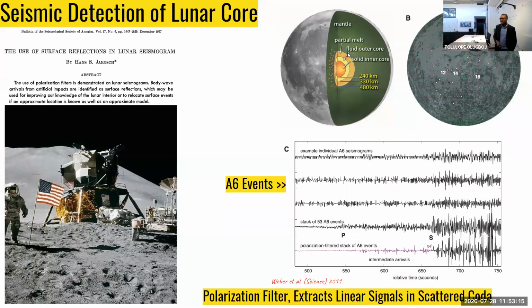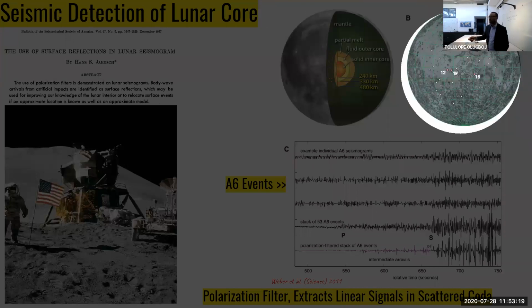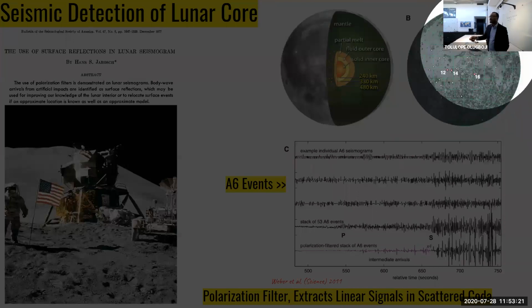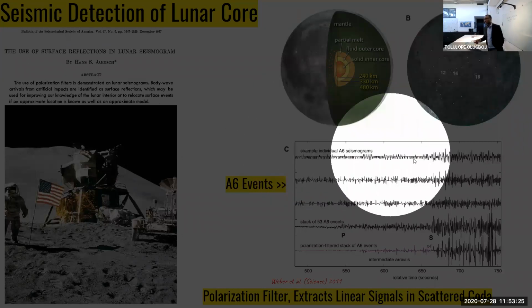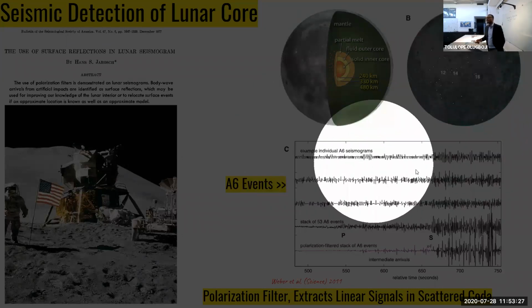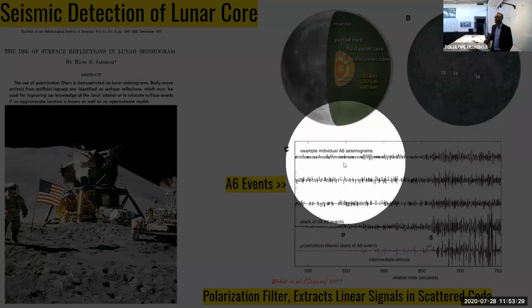So how does polarization analysis help in this case? You take a couple of events coming from location A6 on the moon. If you looked at individual seismograms that look like that, there's a lot of scattering. It's very hard to distinguish separate phases.